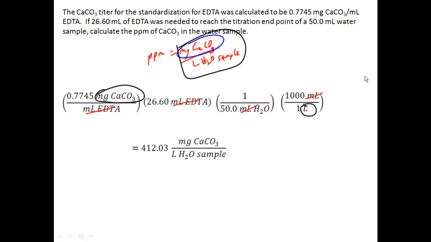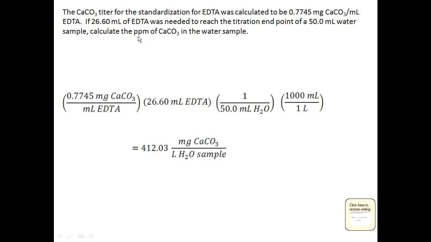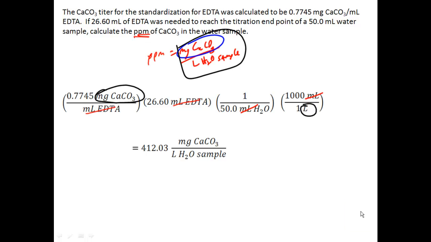Now 2 more things we've got to do to get an answer. I want the correct sig figs, and also they ask for it in ppms. ppm is a milligrams per liter, so I'm going to change that into ppm, so 1 to 1 between those. And my final answer is 412 ppms of calcium carbonate. 3 sig figs coming from that water, 50.0 milliliters, which is 3 sig figs. Everything's multiplied and divided, so it's going to go by the least number.